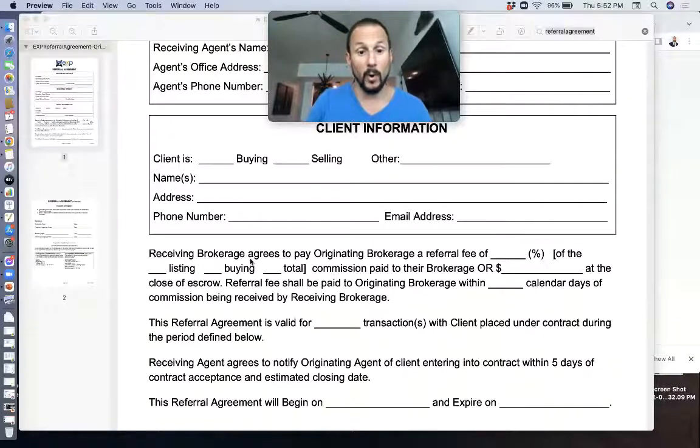So receiving brokerage, right? The person you sent the client to, is agreeing to pay you a certain referral fee. So receiving broker agrees to pay the originating broker, the person who originally had the client, a referral fee of blank percent. Okay, so on a buying, if you're the originating broker and you send somebody a buyer, typically 25% is pretty standard for a buyer. Now if you're sending them over a listing, you can usually get more for that. 30%, maybe 35, maybe 40, depending on how aggressive you want to be, how big the deal is.